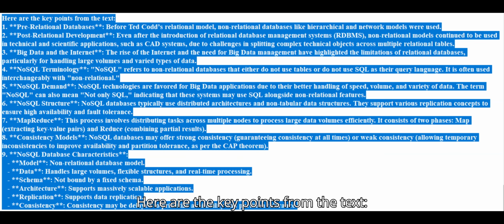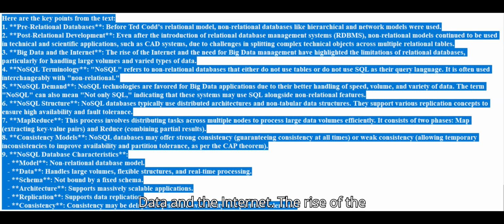Here are the key points from the text. 1. Pre-relational databases. Before Ted Codd's relational model, non-relational databases like hierarchical and network models were used. 2. Post-relational development. Even after the introduction of Relational Database Management Systems, RDBMS, non-relational models continued to be used in technical and scientific applications, such as CAD systems, due to challenges in splitting complex technical objects across multiple relational tables.